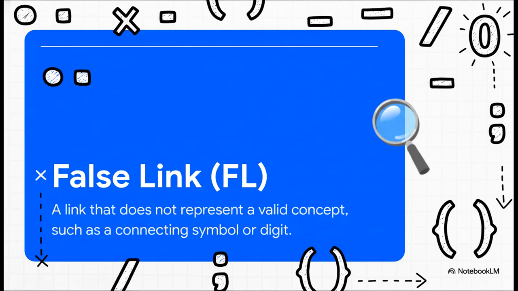Then you've got false links. These are even simpler. They don't represent a concept at all. They're basically just the punctuation of the classification number, the dots, the zeros, the symbols that hold everything together. We just ignore these when we're making the index.